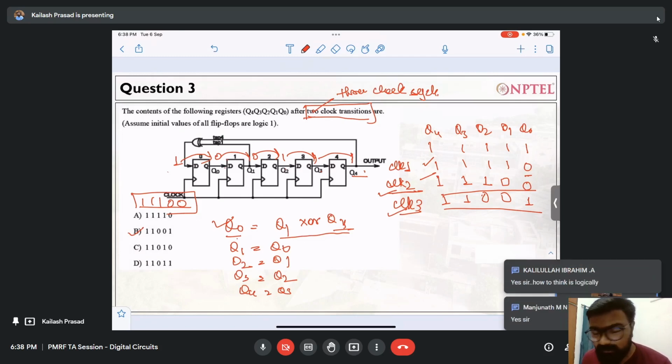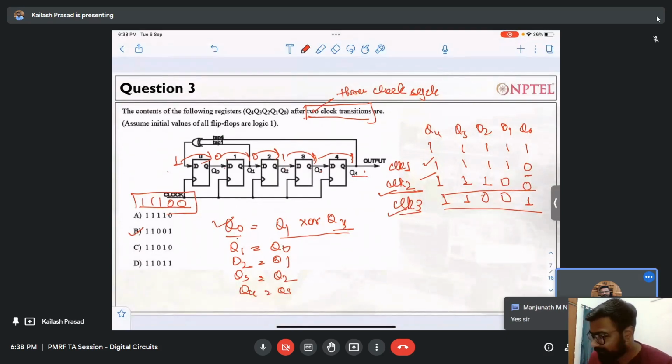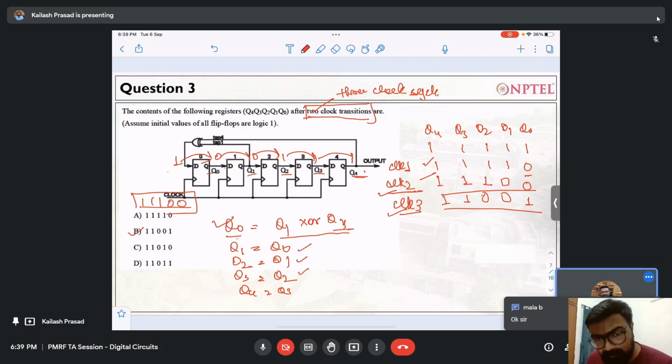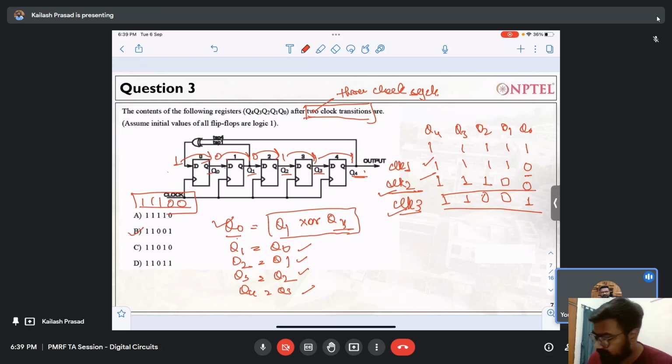How to think logically? This is the logical thinking only, right? The very simple way to approach any problem like this is to write the equation of everything. Q1, q2, q3, if they have asked, you just write it down, and once you write it down, it will be extremely simplified. You have seen it is q1 XOR q4. So initially, if you initialize 1 1 1 1 1, in the next cycle, what will be the answer?